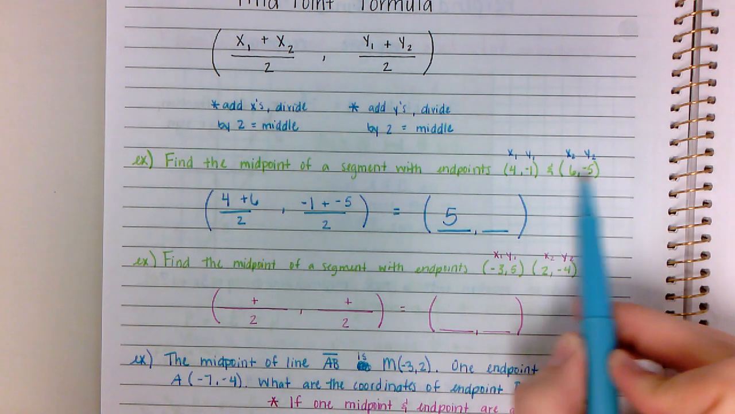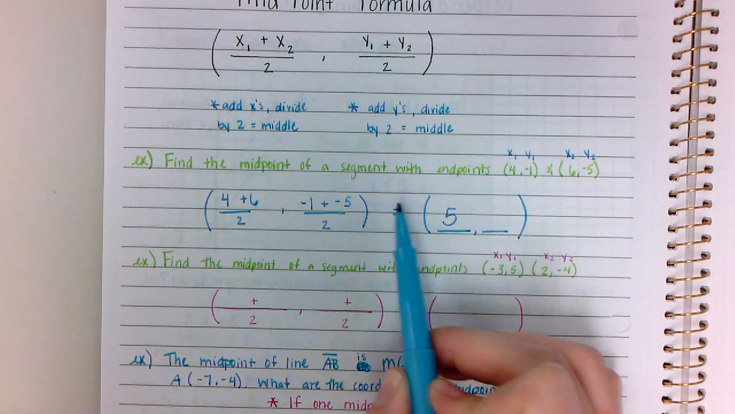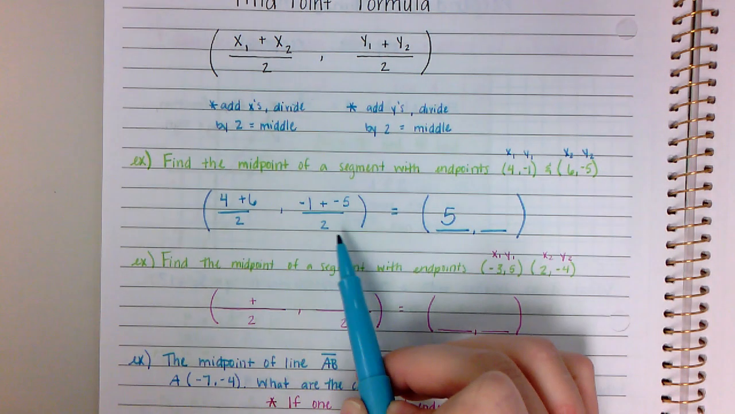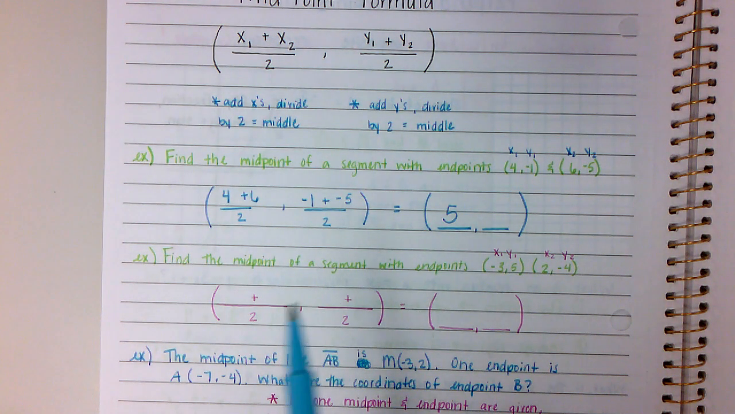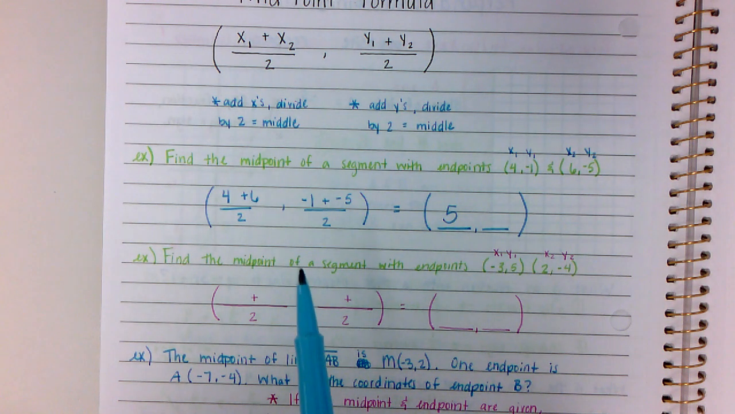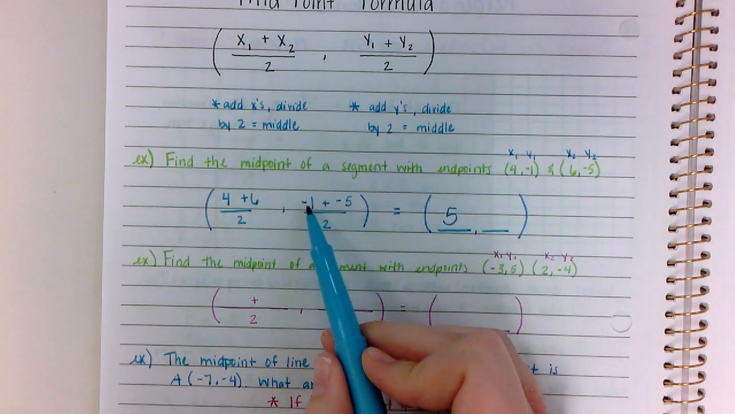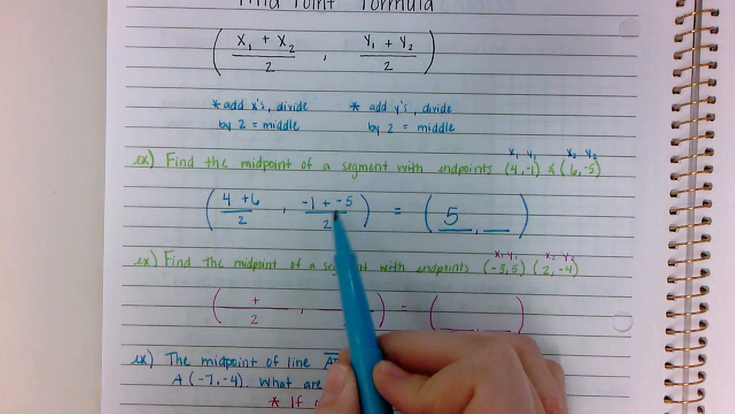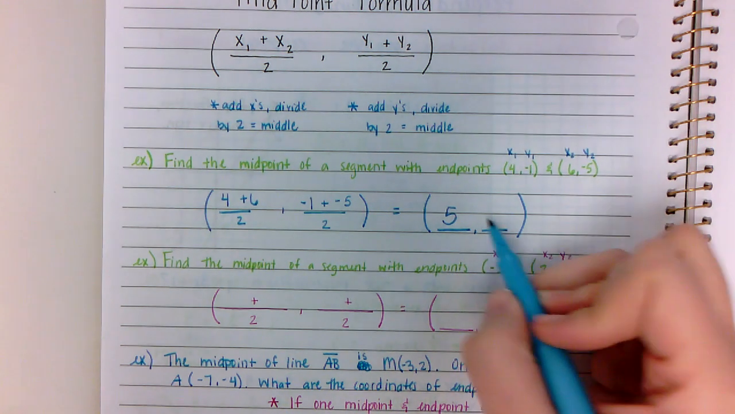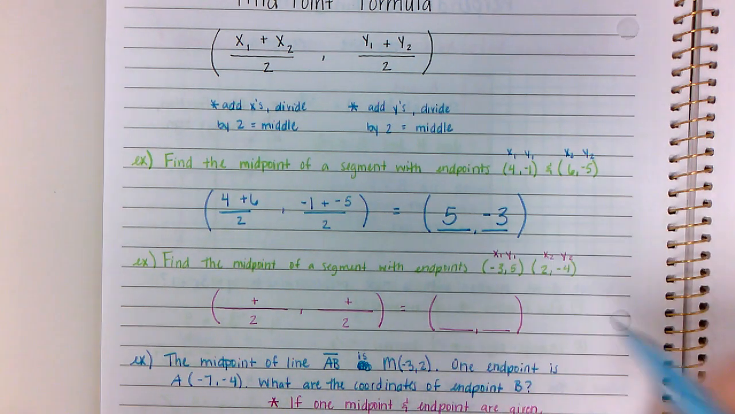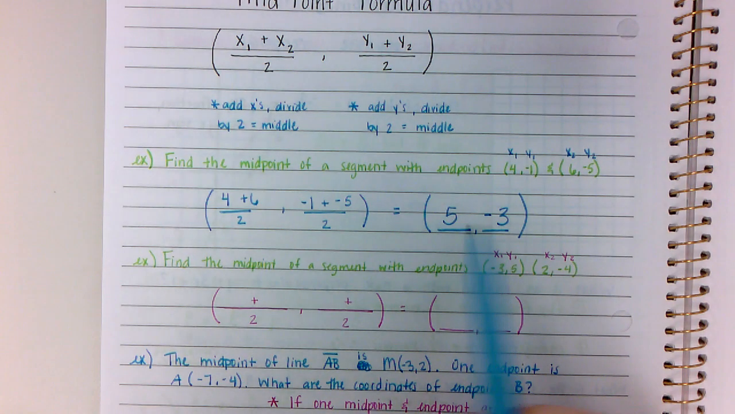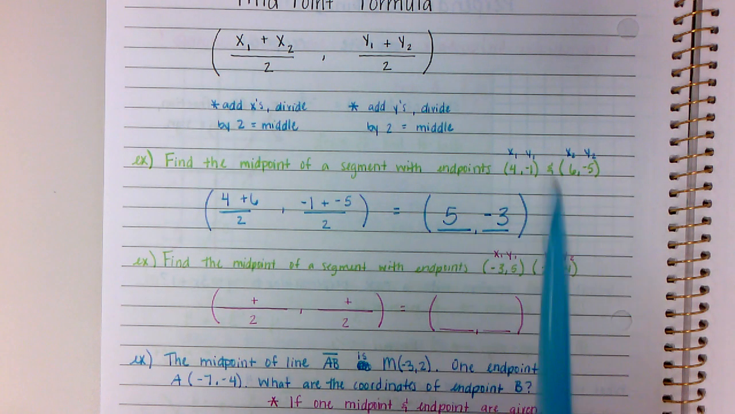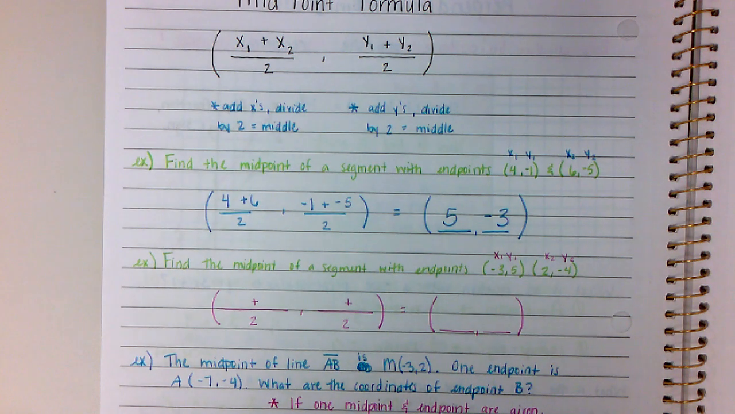My y's, -1 plus -5 is -6. Remember, when we add or subtract with signs, if it's the same sign, just add them together and keep the sign. So -1 and -5 is -6. Divided by 2 is -3. And if you need to use a calculator for that, feel free, you can. So this point, (5, -3), is the middle point between these two. And it's literally that simple.